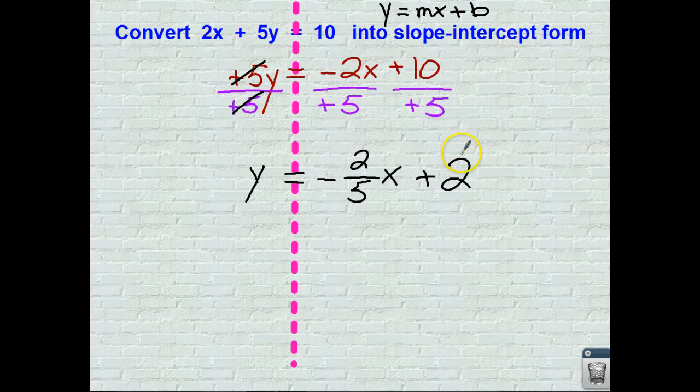I know that I can put a dot on the y-axis at positive 2, and then I can do my slope of negative 2/5. That's that rise over run. And we're going to get into that in video 2 when we actually start graphing this. So I'm going to remind you how to do the y-intercept and the slope again.